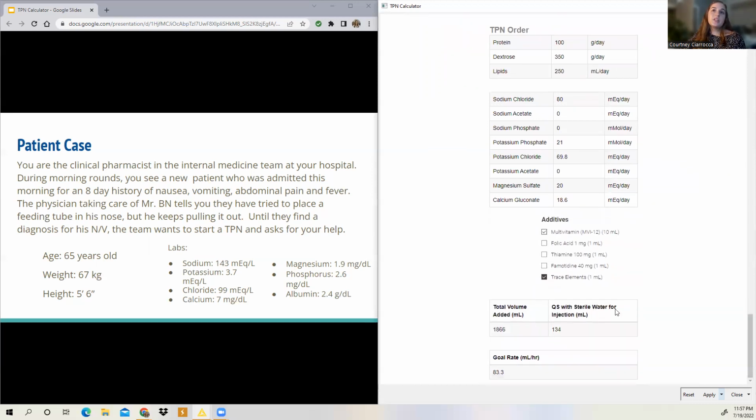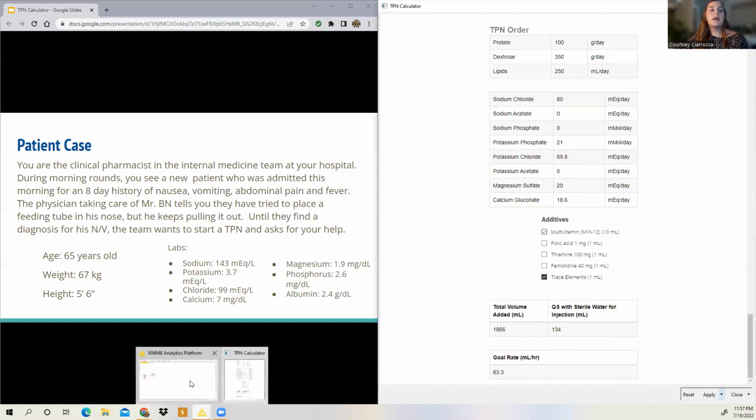And so now I know how much sterile water I need to add to this to get to that 2 liters that I want to be at. And I also have my goal rate here. And so that is kind of our little TPN calculator.